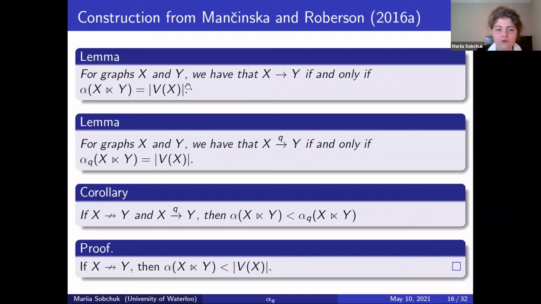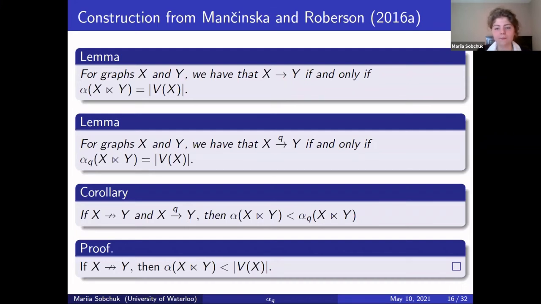So we have two lemmas. The first one was known classically: if we have graphs X and Y, there is a homomorphism from X to Y if and only if the independence number of their homomorphic product is equal to the number of vertices of X. In fact, it's upper bounded by this, but we know that there's a homomorphism only if the equality holds. In the paper, they prove that the quantum analog of this result also exists, namely that if there's a quantum homomorphism between graphs, then the quantum independence number also equals the number of vertices of X. So that's nice, and that's an if and only if condition.